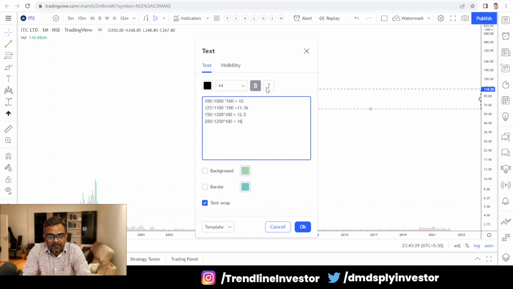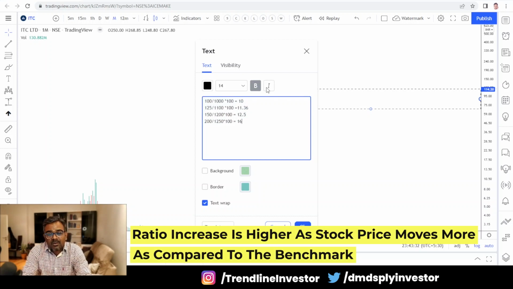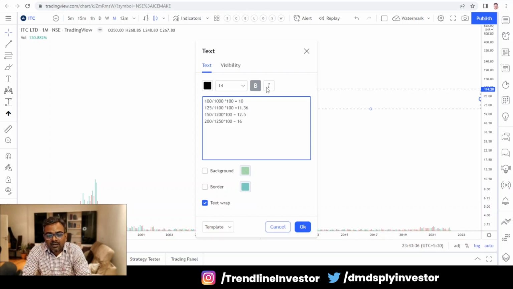to 16, right? Now, why has it gone from 12.5 to 16? It's because the stock has moved much higher from 125 to 200 when compared to the Nifty movement itself. And that's the reason why we are seeing that number. So now overall, if you see, it's gone up from 10 to 16.